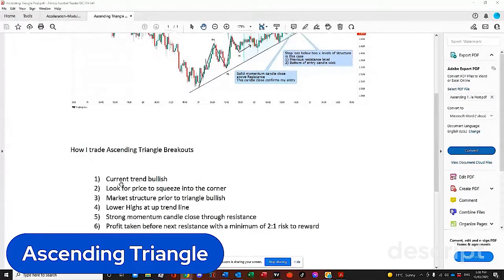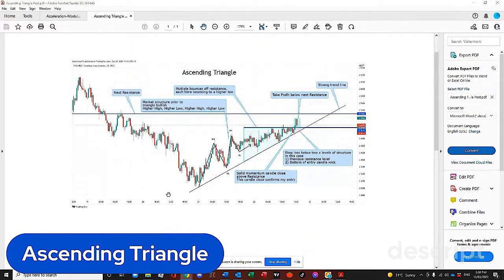So I need the current trend to be bullish. I look for price to squeeze into the corner. I want the market structure prior to the triangle to be bullish. I want lower highs at the uptrend line. Strong momentum candle close through resistance, and profit to be taken before the next resistance with a minimum of a 2-to-1 risk to reward ratio. So we'll have a look at those things.